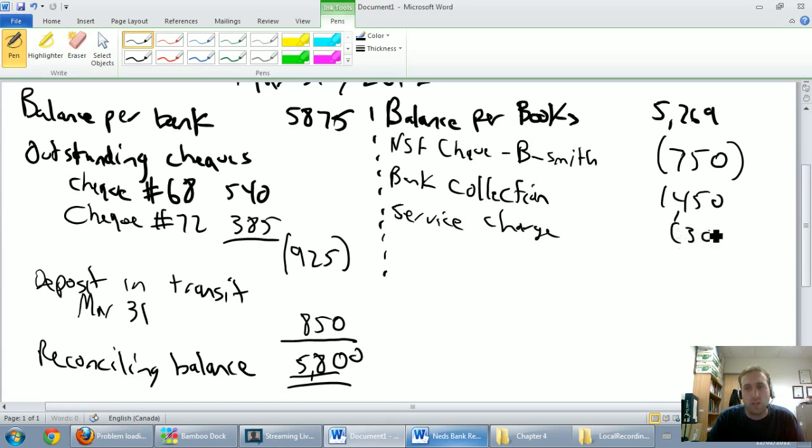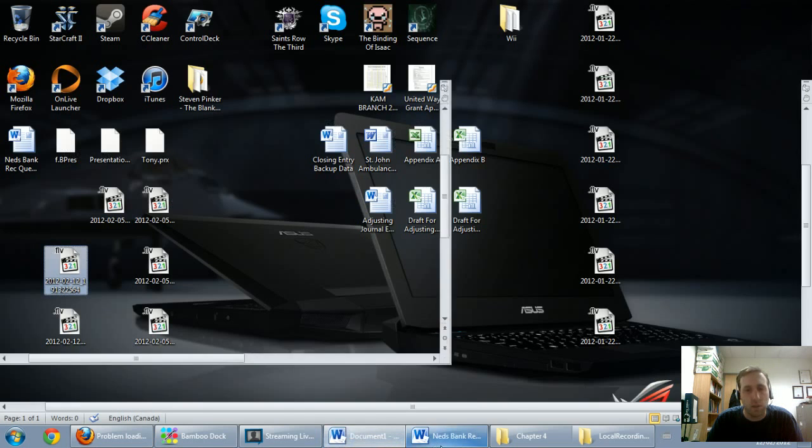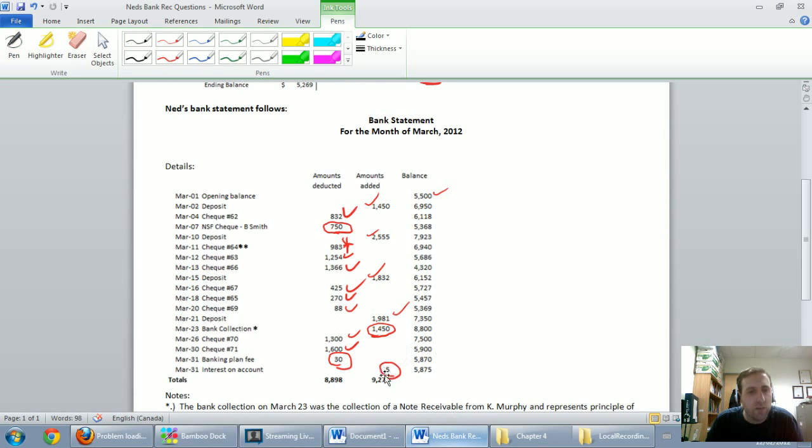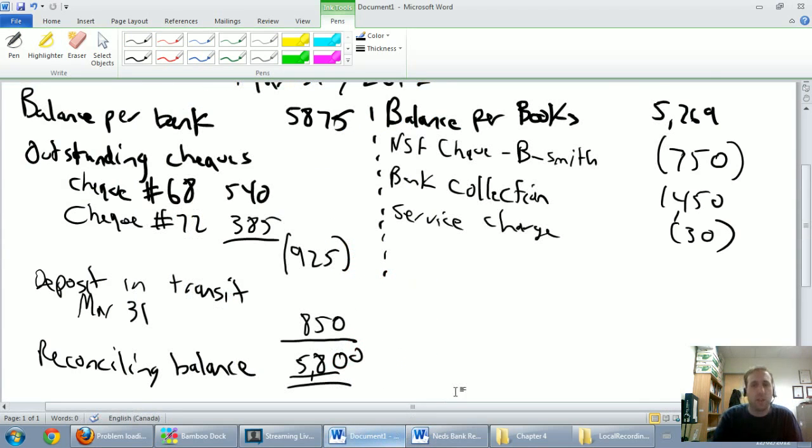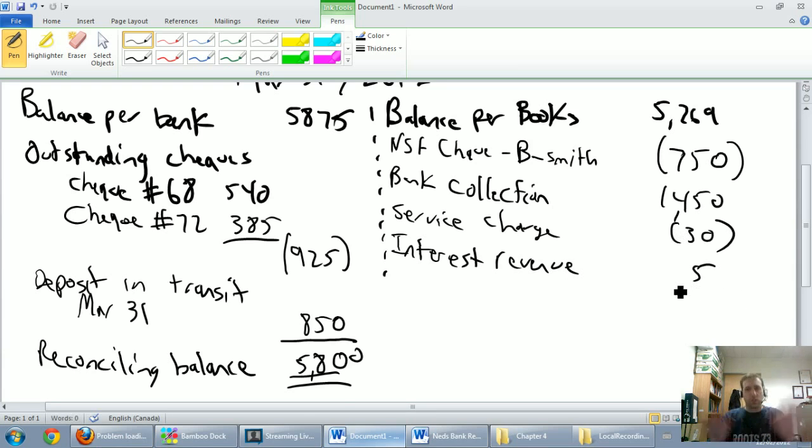And it's $30, and of course that is bad news for our money. The next item on the list is the $5 of interest. I'm going to call that interest revenue because that's what it is. It's interest income. It's good news, and it's only $5 of good news, but it helps my cash. It doesn't hurt my cash, it helps.